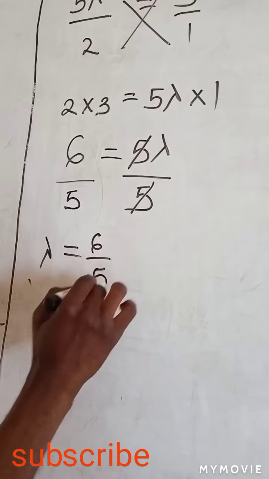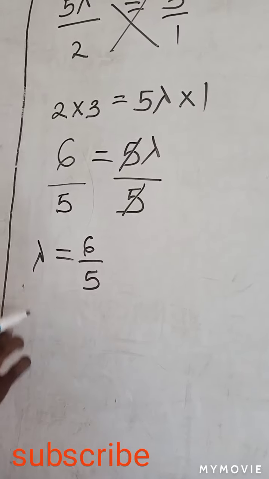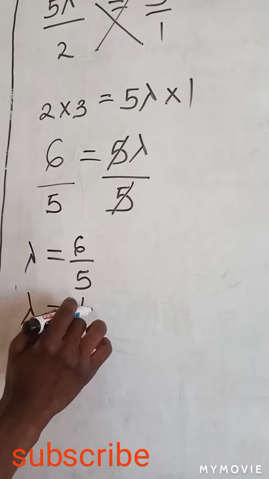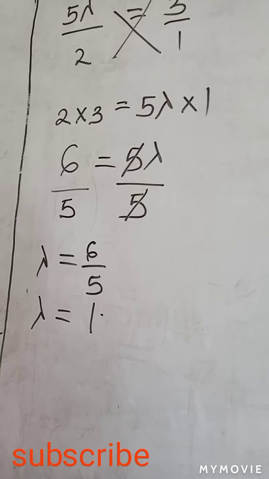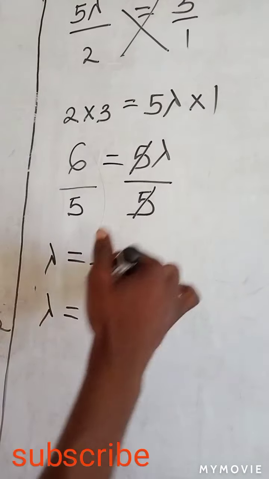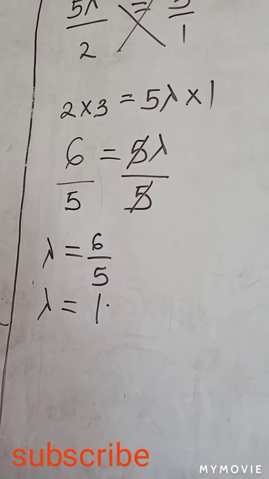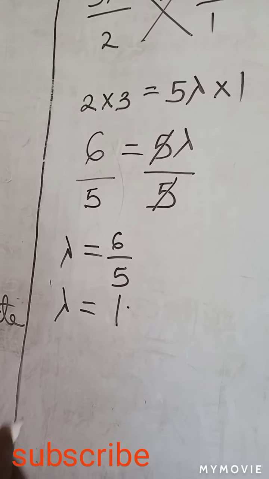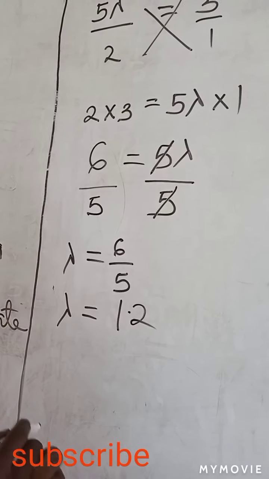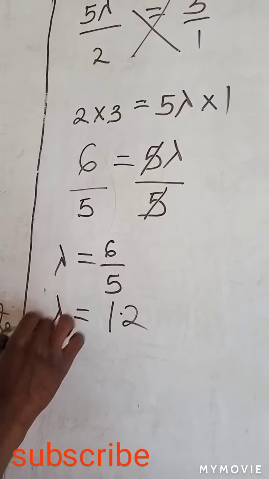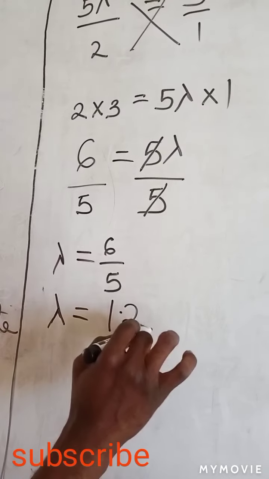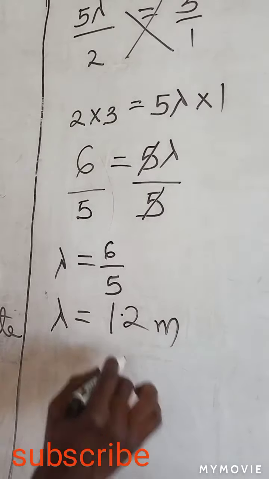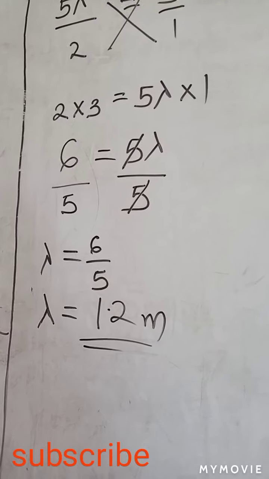6 all over 5. And 5 goes in 6 once, remainder 1. That one, we add 0 to it in terms of decimal. 5 goes in 10, that's going to be 2. That is how we arrive at our wavelength as 1.2 meter. We measure wavelength in what? In meter. That is why it's 1.2 meter.